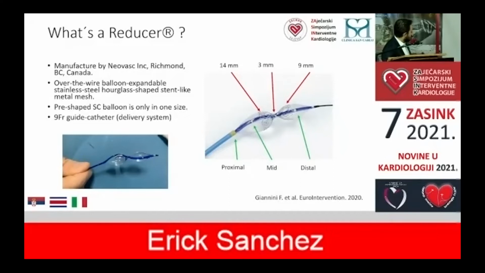It comes with a guide catheter, which is the delivery system. And you have 3 markers, one marker for the distal balloon here, I hope you can see, and another marker in the mid part for the proximal balloon, and also a marker here for delivery.